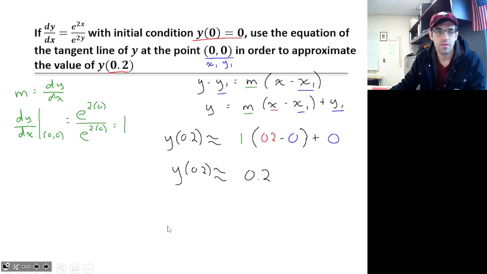All right, with that enough said, let's look at an example. So here's the information we're given. dy/dx is equal to this equation right here. Here's our initial condition.